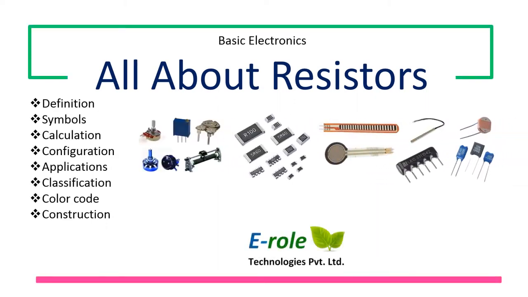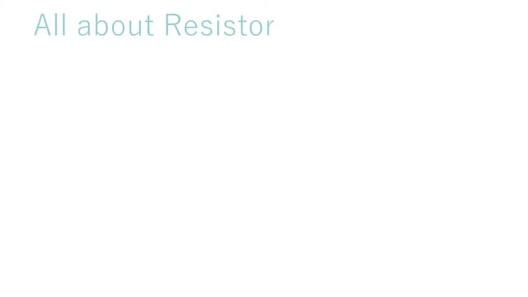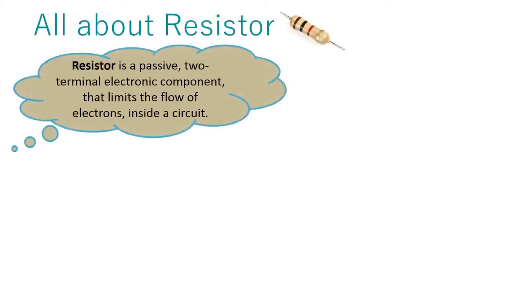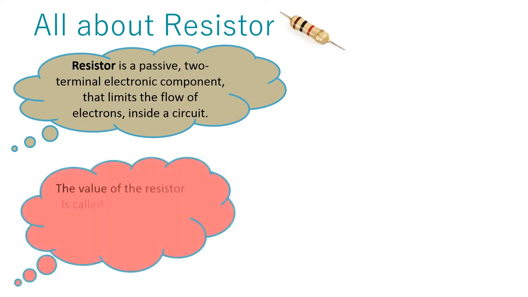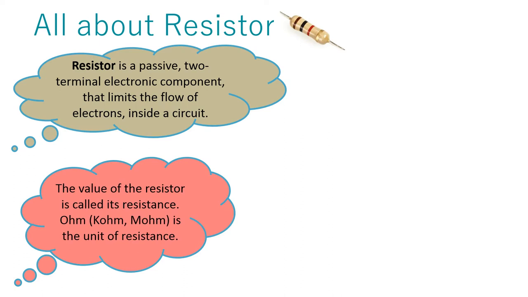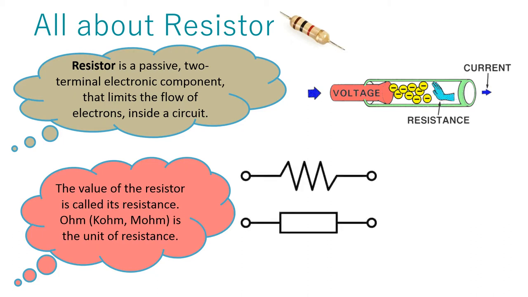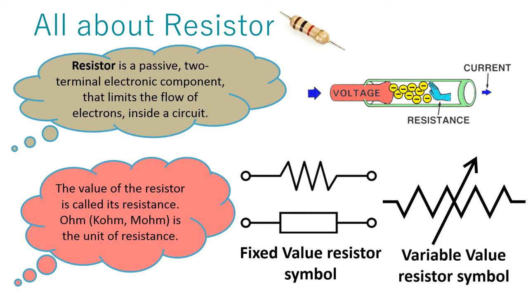Resistor. Resistor is a passive, two-terminal electronic component that limits the flow of electrons inside a circuit. The value of the resistor is called its resistance. Ohm is the unit of resistance. For higher values, we use kilo ohm and mega ohm. Higher the value of resistance, lower the current can pass through it. This is the symbol for the fixed value resistor, and this is the symbol for the variable value resistor.